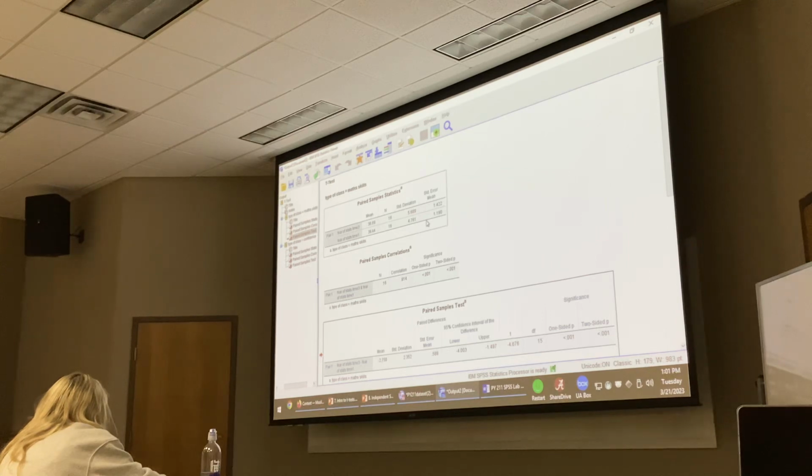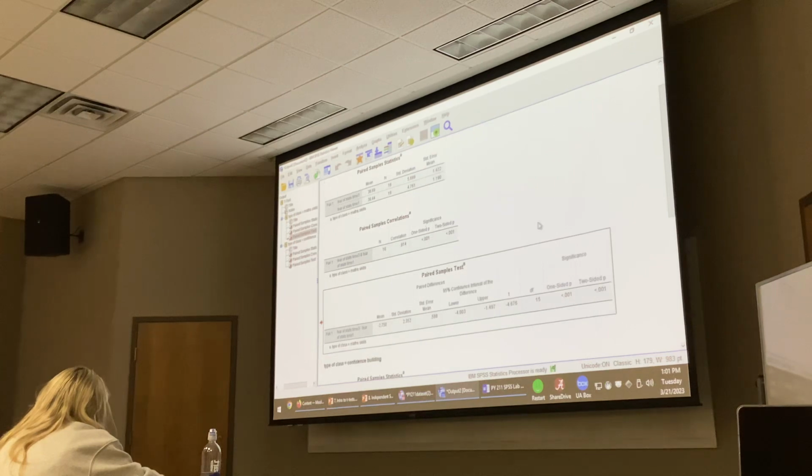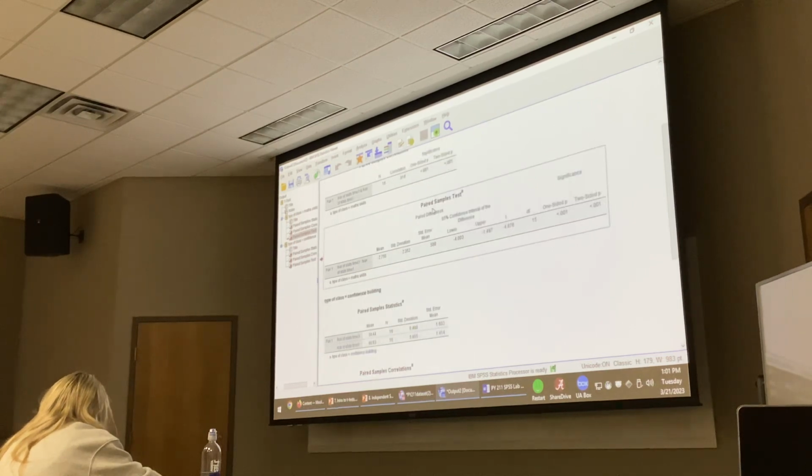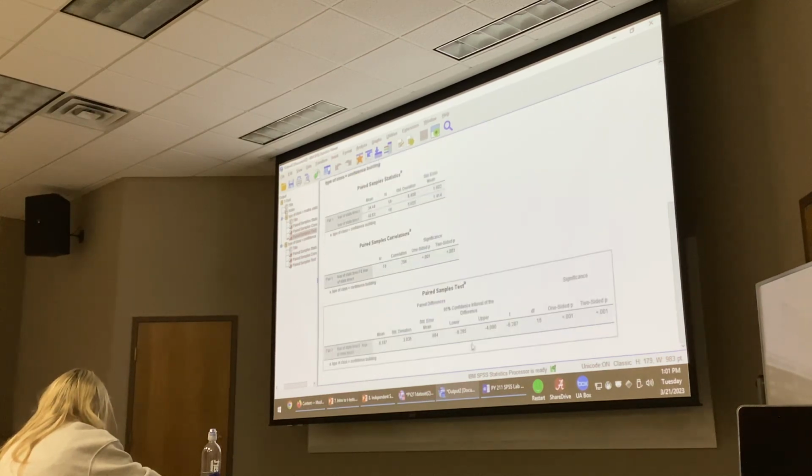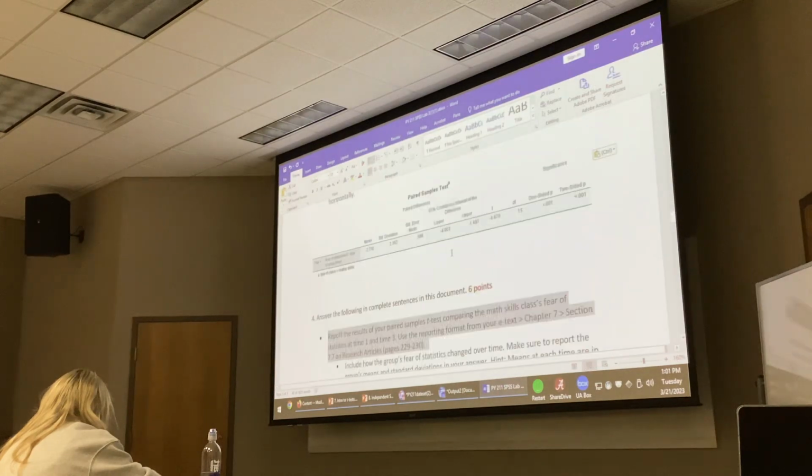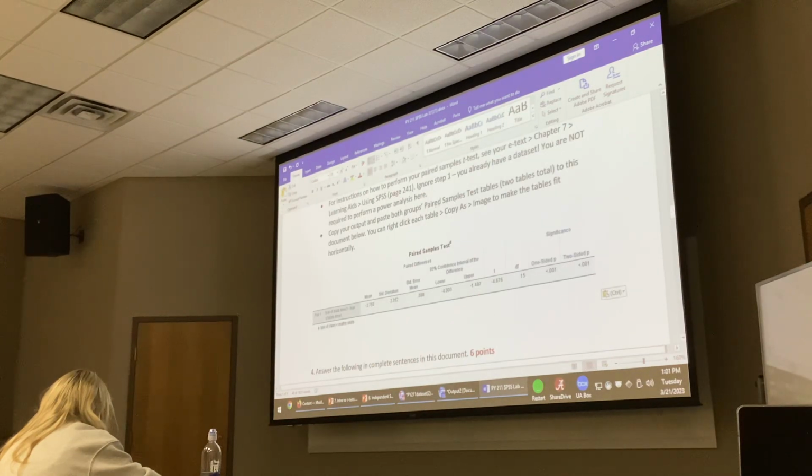Yes. When you say the two tables, do you mean the two bottom tables? The two tables that you're asked for, yeah, are paired samples test here, paired samples test here. Okay. Paired samples test tables, two tables total. This is one of the assignments where it really just pays to read every single little word, don't miss any little detail. Any other questions about dependent samples t-test?